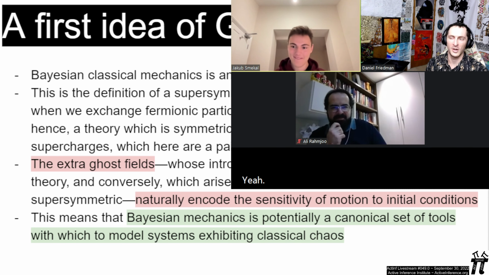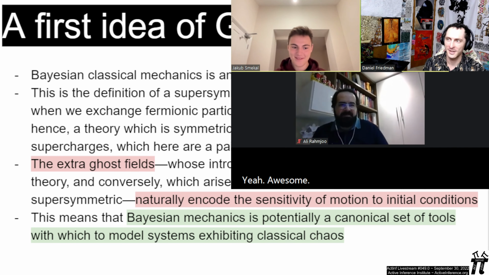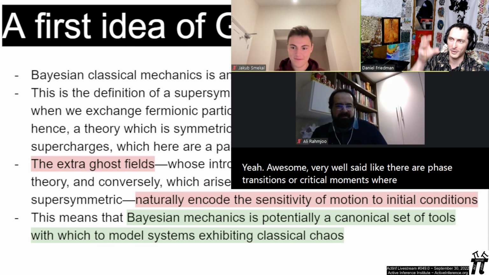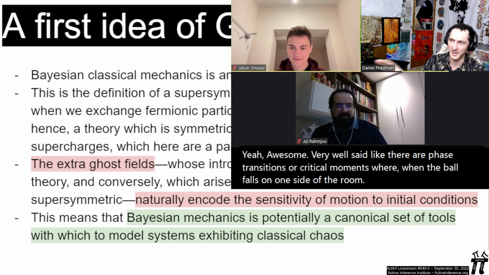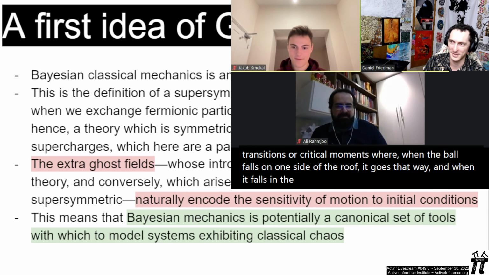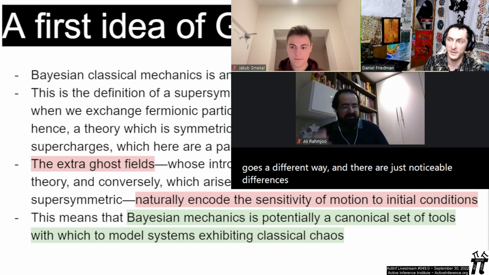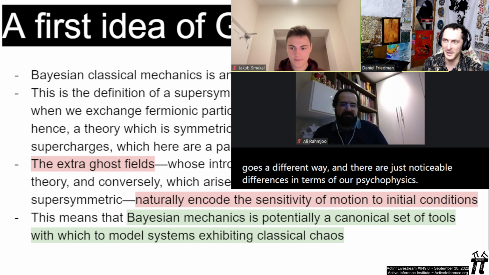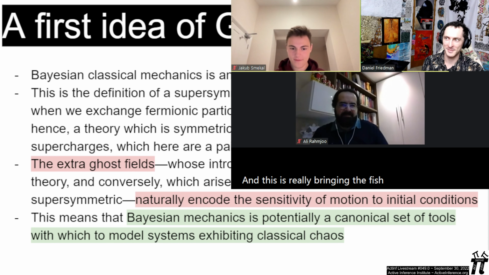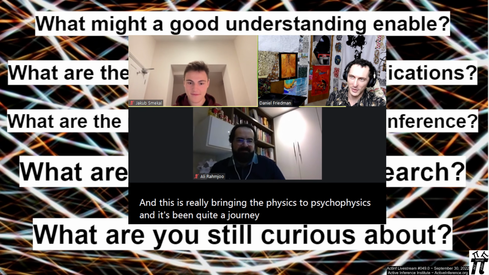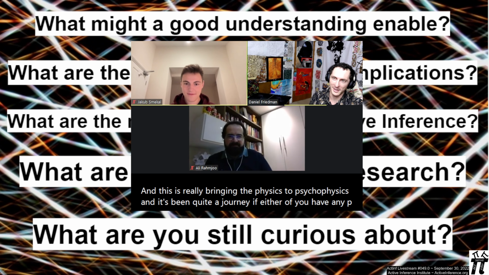Yeah. Awesome. Very well said. Like, there are phase transitions or critical moments where when the ball falls on one side of the roof, it goes that way. And when it falls on the other side of the roof, it goes a different way. And there are just noticeable differences in terms of our psychophysics. And this is really bringing the physics to psychophysics. And it's been quite a journey. If either of you have any penultimate thoughts, please provide them.